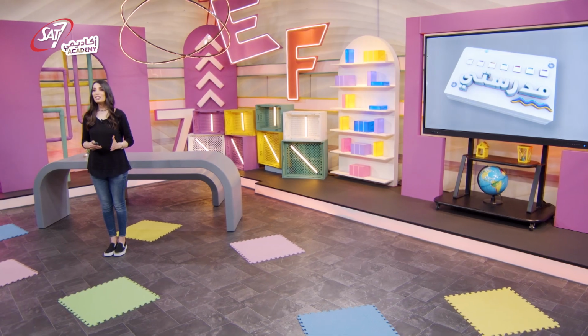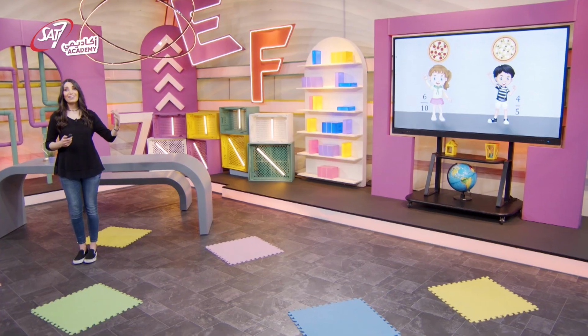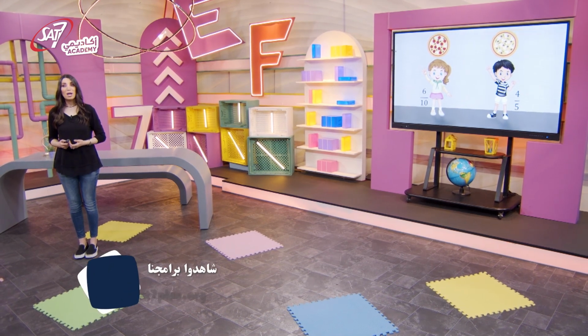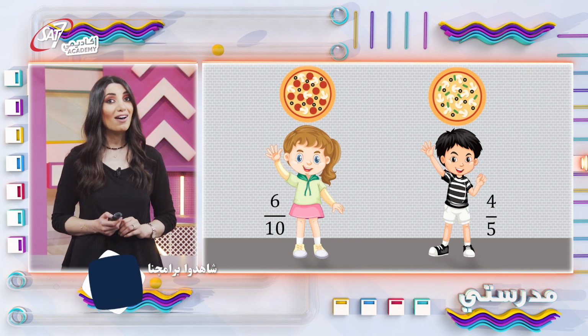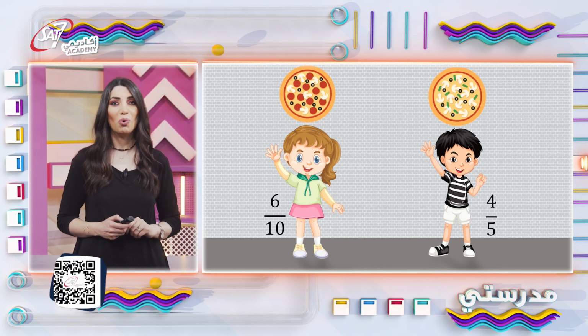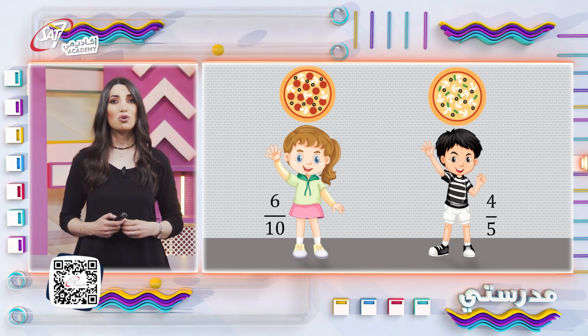Teresa and Tony each ordered a pizza from the school cafeteria. Teresa ate 6/10 of hers, while Tony ate 4/5 of his pizza. Who ate more? Which fraction is greater? You might say Teresa ate more because numbers 6 and 10 are greater than 4 and 5. But when it comes to comparing fractions, this is not the case because Tony is the one who ate more. Believe it or not, 4/5 is greater than 6/10.